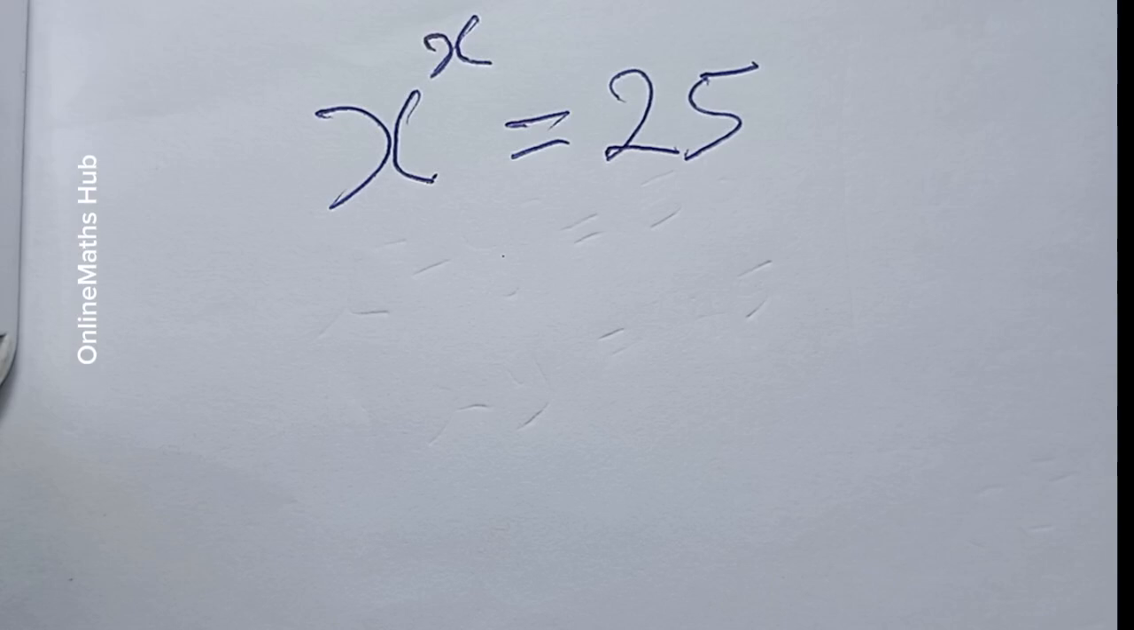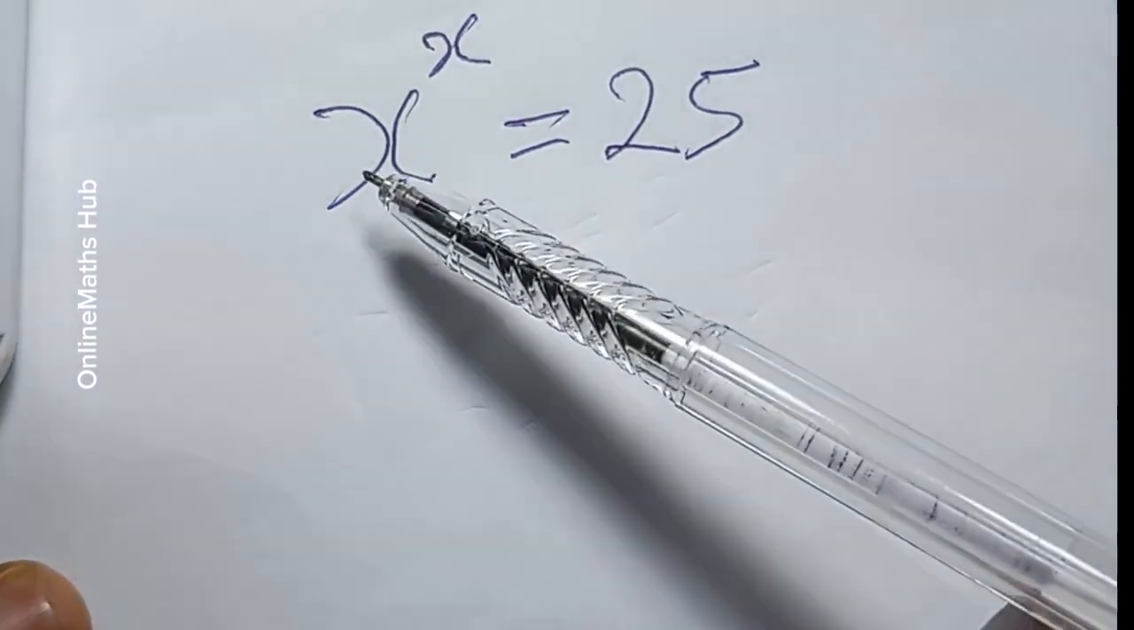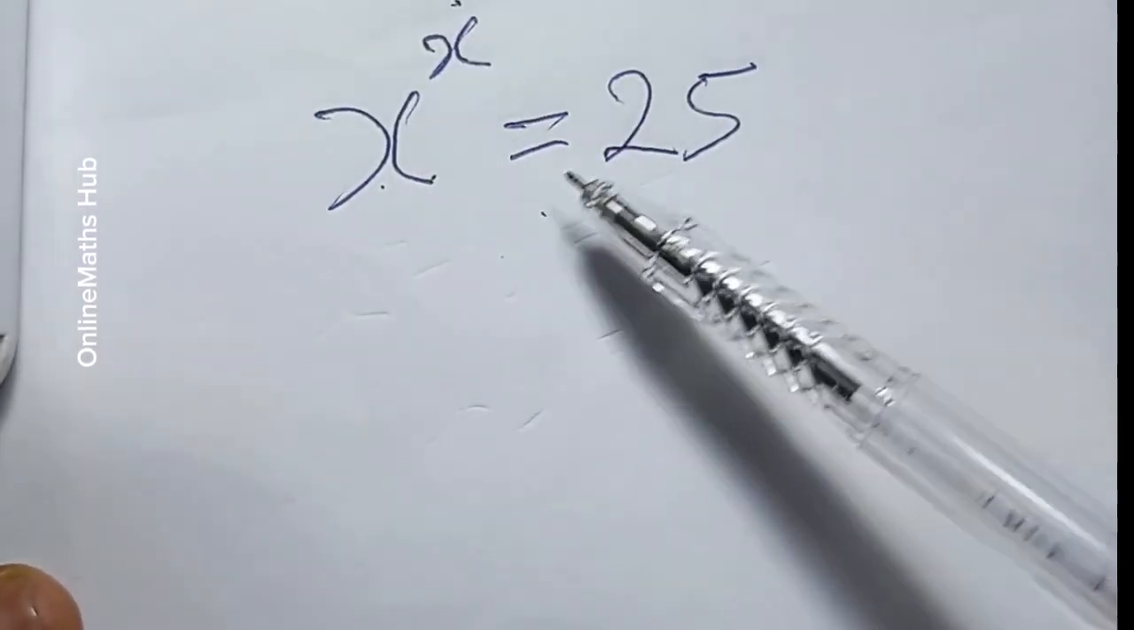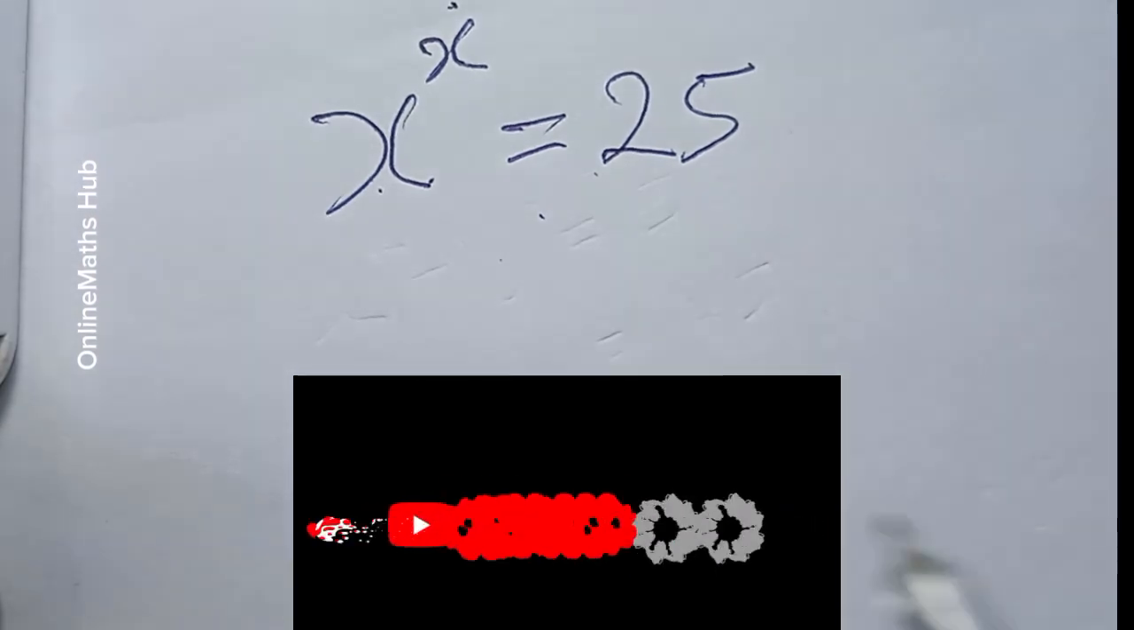So many people will find it difficult to solve this equation right here. So what we have is x power x is equal to 25. Okay, so how do you find out the value of x that possibly is actually going to satisfy this interesting Olympiad problem? Okay, so it is just pretty much cool.